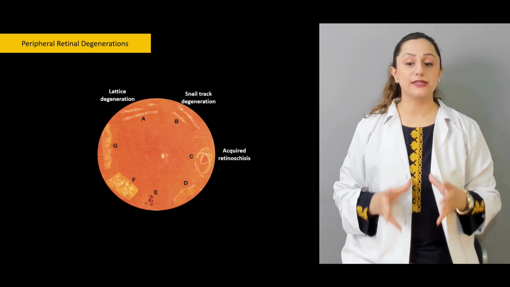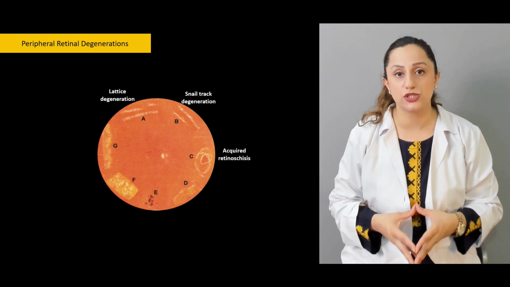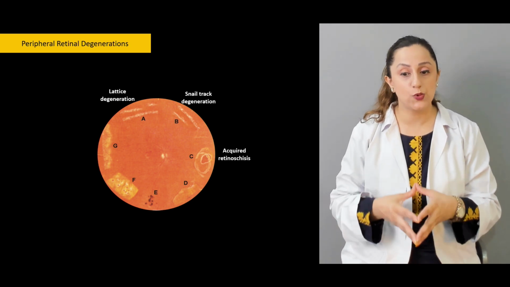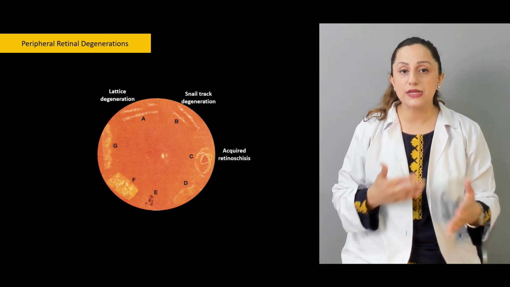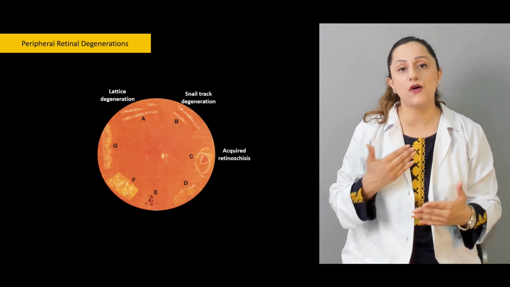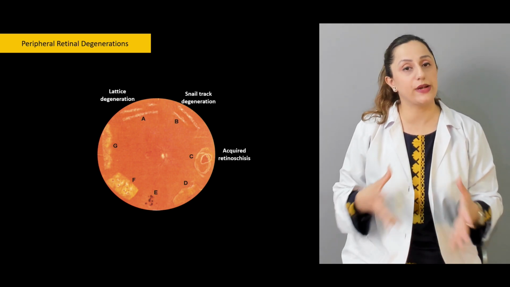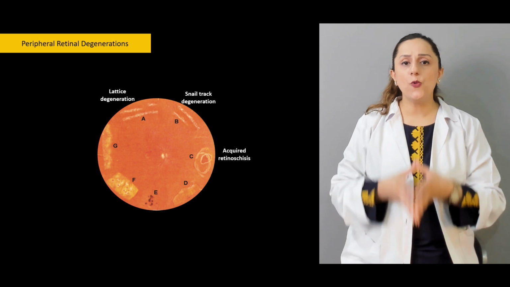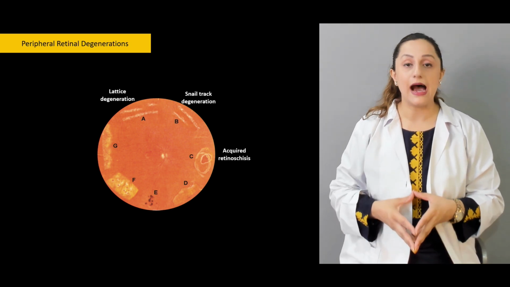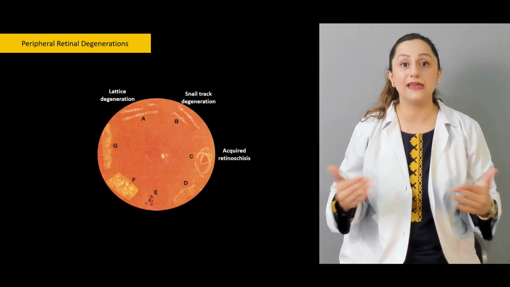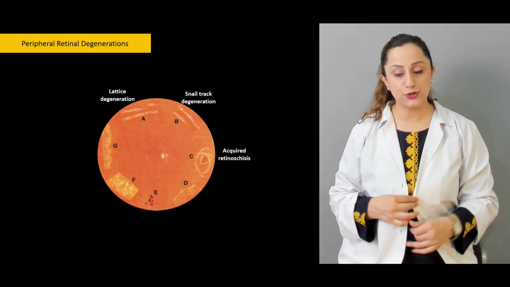Then the word retinoschisis is again one of the very important terminologies. What is happening is a splitting of the sensory layer of the retina, known as retinoschisis. Now, where does this splitting occur? This splitting occurs at the outer plexiform layer and the inner nuclear layer. So this is the level of the splitting that we talk about.